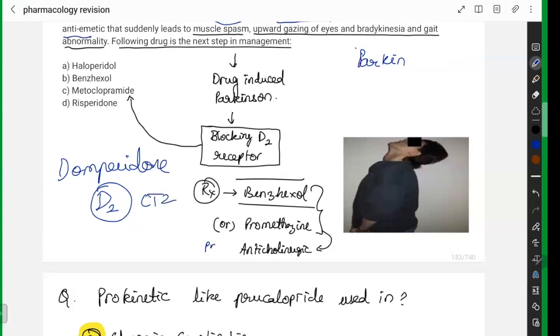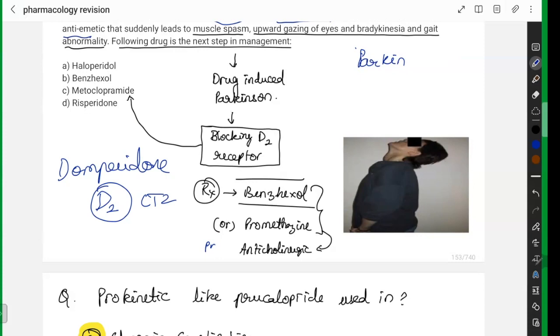It cannot cross your blood-brain barrier. Hope you can understand what anti-emetic drug you have to give when a patient comes to you at midnight. Especially, you should never give metoclopramide. The side effect is that it is going to cause drug-induced Parkinsonism. Unfortunately, the intern has given the metoclopramide at midnight, 12 o'clock.